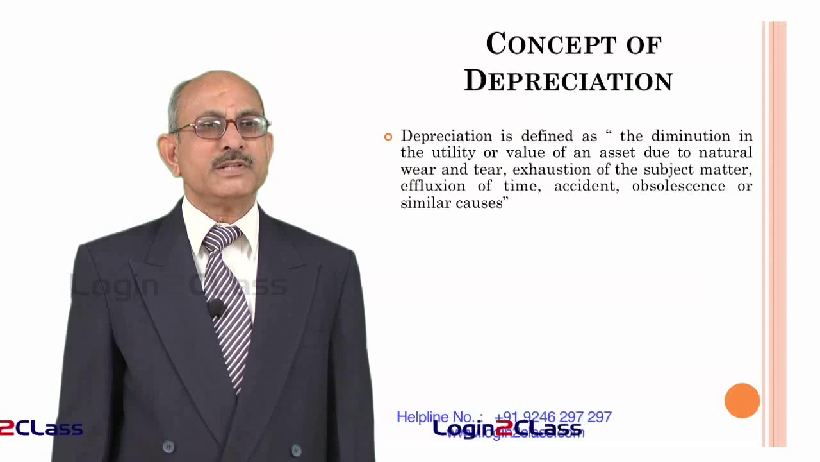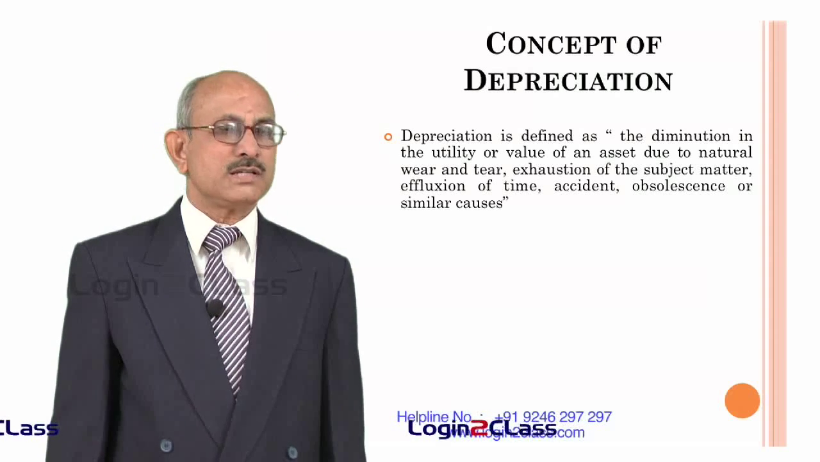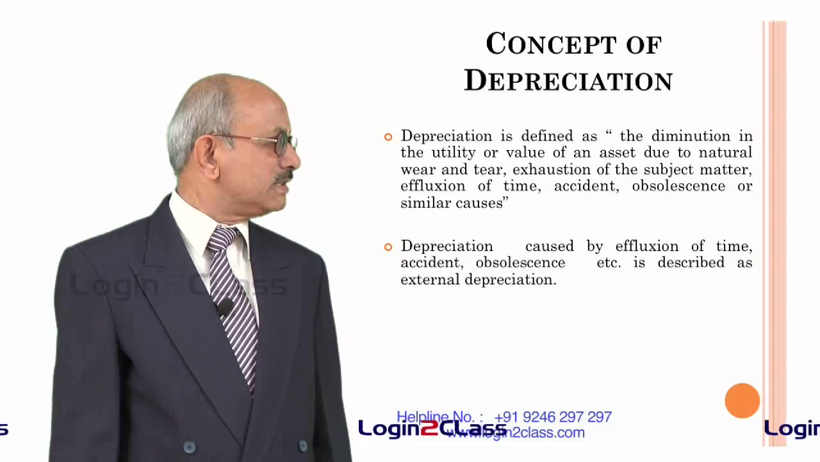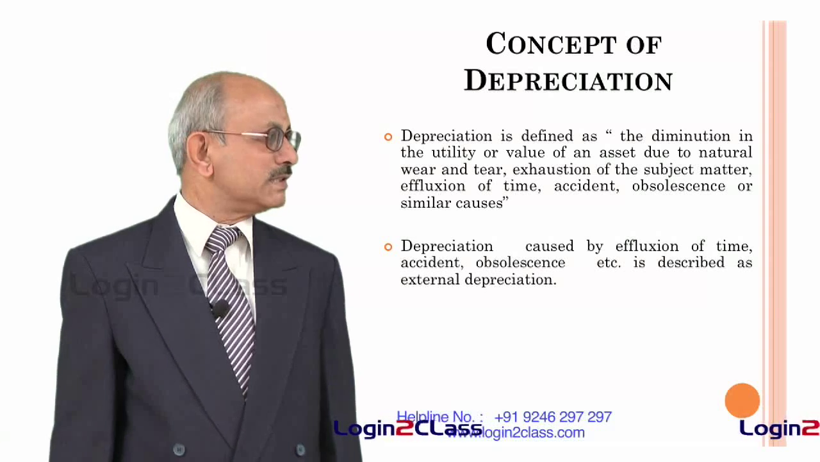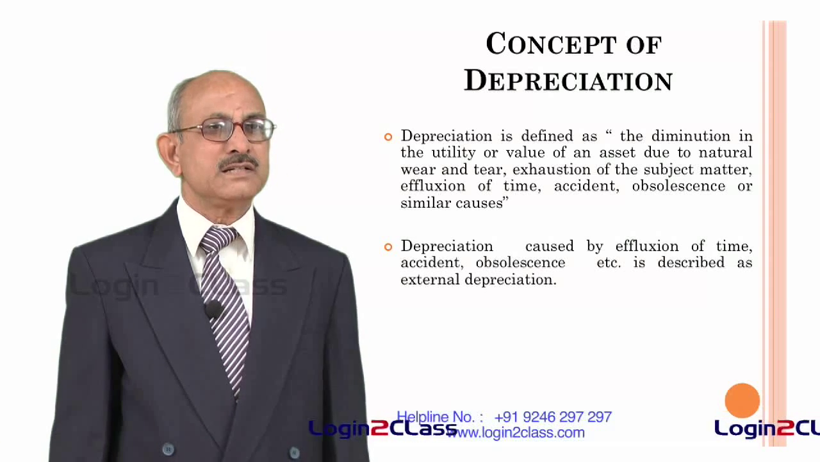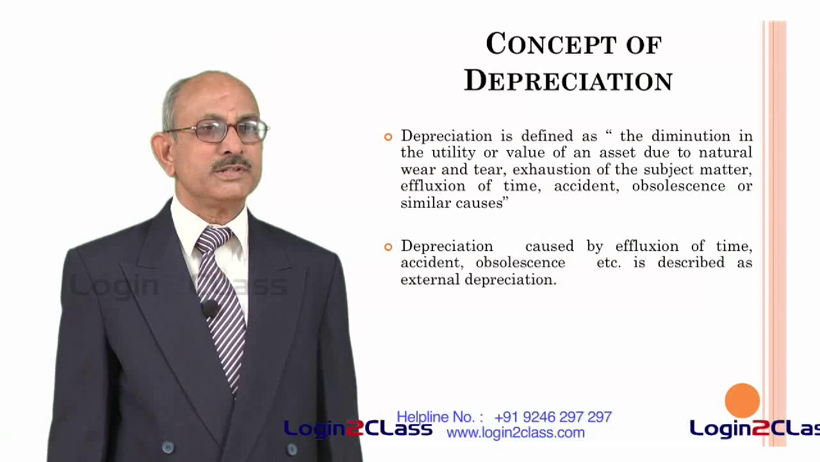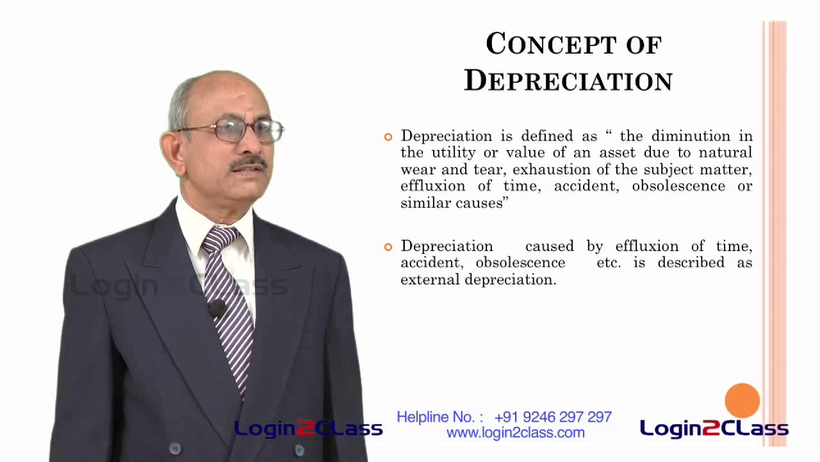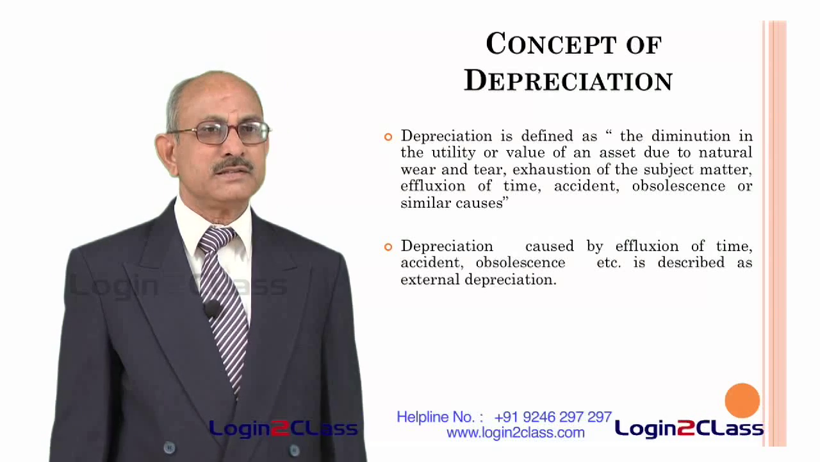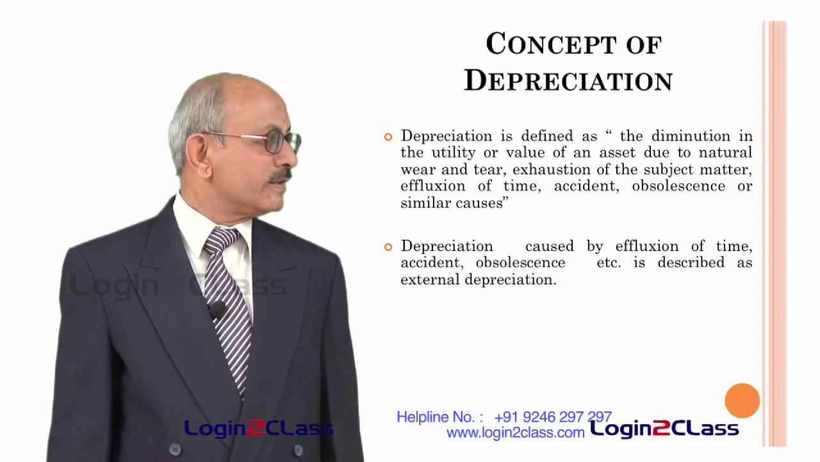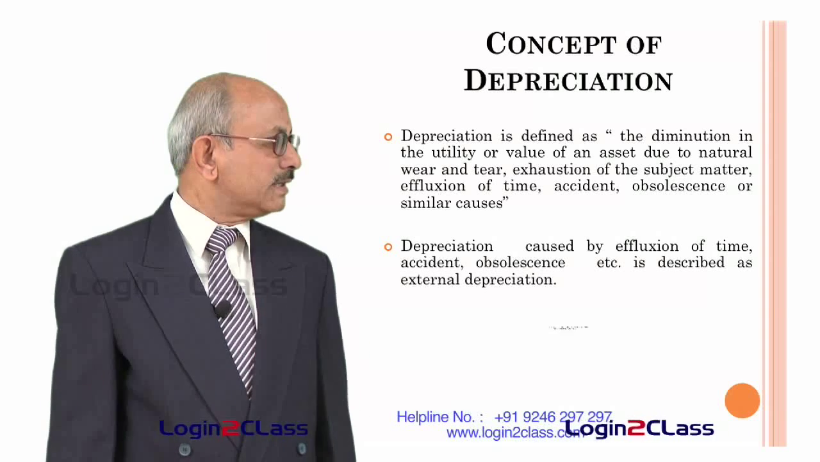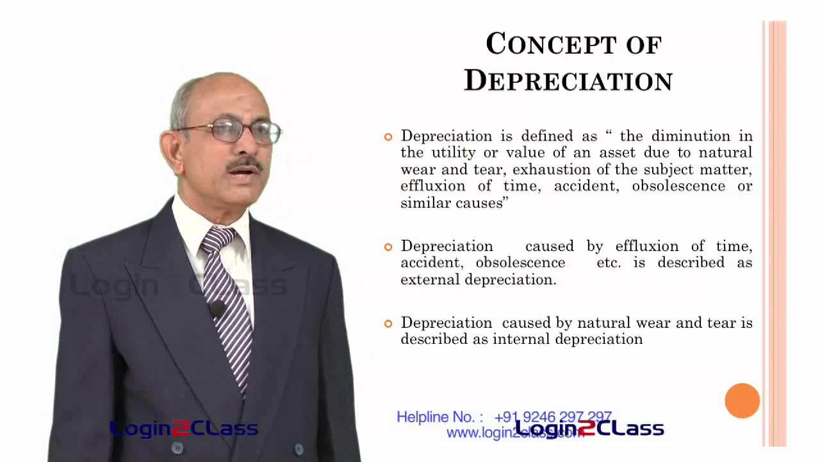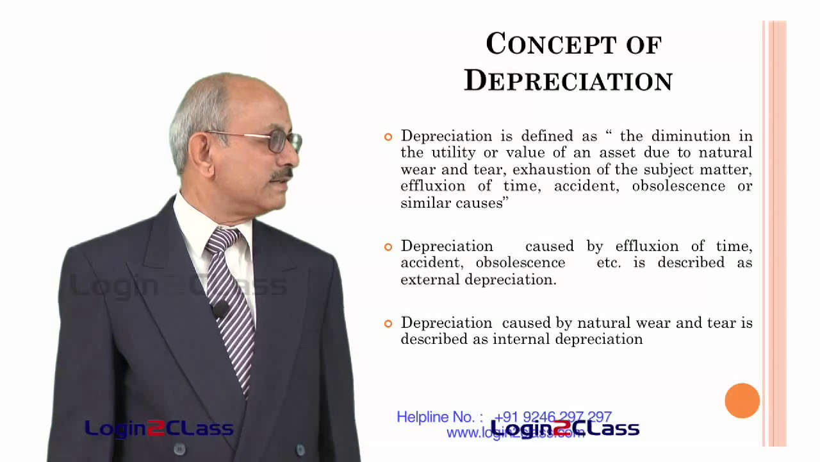And depreciation can be classified based on the cause. So the depreciation caused by effluxion of time, accident, obsolescence, etc. is described as external depreciation, because these are factors which are external to the entity. Therefore it is called external depreciation. So we can define external depreciation as diminution in the value of the asset on account of effluxion of time, accident, obsolescence, etc. And the other factor, that is the natural wear and tear, is called internal depreciation. So internal depreciation is one caused by natural wear and tear.